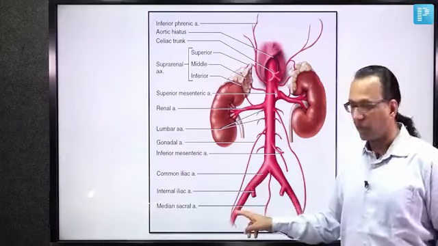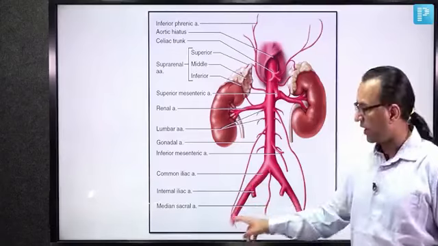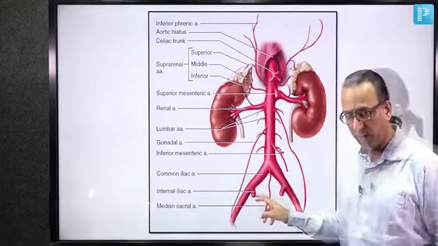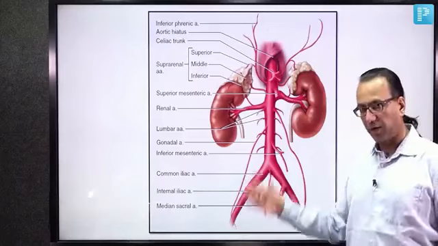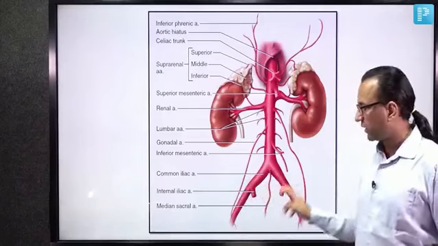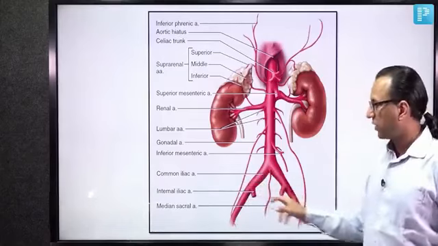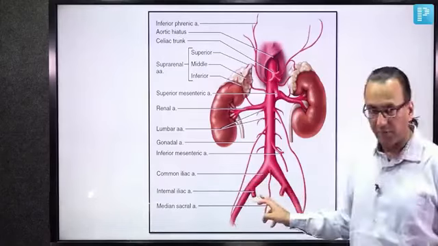External iliac artery will pass under the inguinal ligament to become femoral artery in the lower limb, whereas internal iliac arteries will be supplying the pelvic viscera, namely urinary bladder, behind that uterus and the rectum, giving branches like the rectal artery, uterine artery, and the vesical artery. But internal iliac artery does not give you the gonadal arteries.